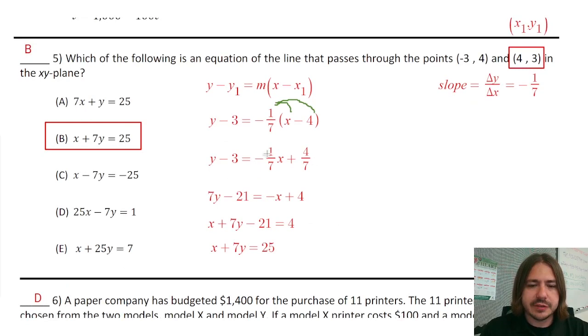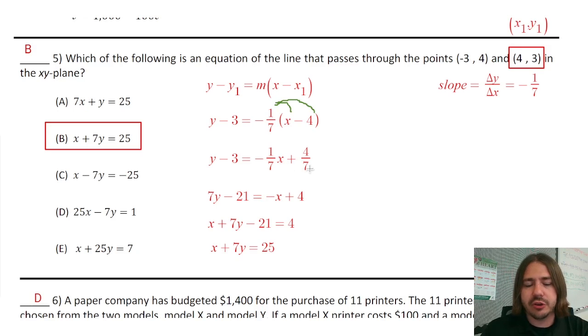Now you have a couple options on the next step. Ultimately, what we want to do is collect all the x terms and y terms on one side and the constant on the other side. But notice none of our answer choices have any fractions. So at some point, we're going to have to clear those fractions. We do that by multiplying both sides of the equation by whatever the least common multiple of all the fractions is. Now, here we only have sevenths, so we would multiply both sides by 7 to accomplish that.